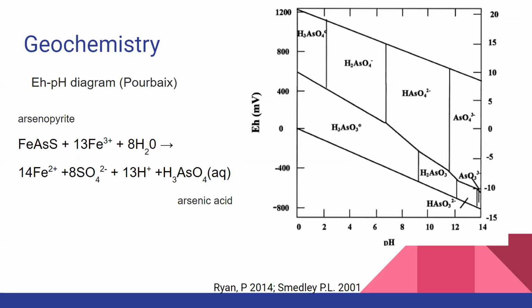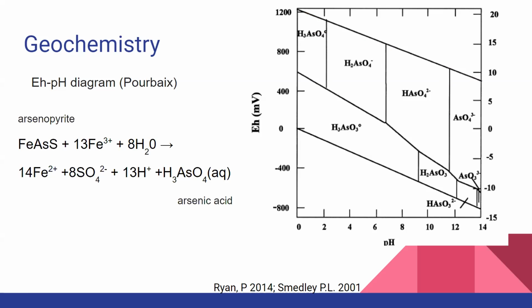Here's a basic Eh-pH diagram. Different phases of arsenic are going to be plotted here based on their stability in various conditions. The upper and lower limits show the stability of water. Near the upper limit, you're going to find environments in contact with the atmosphere. So you're thinking about oceans and streams. And so those are the oxidizing environments where you're going to typically find these phases.